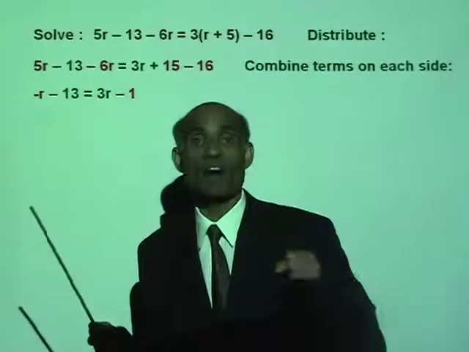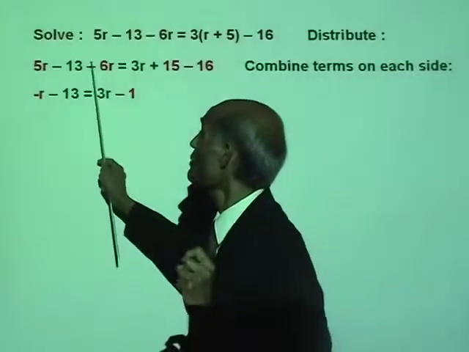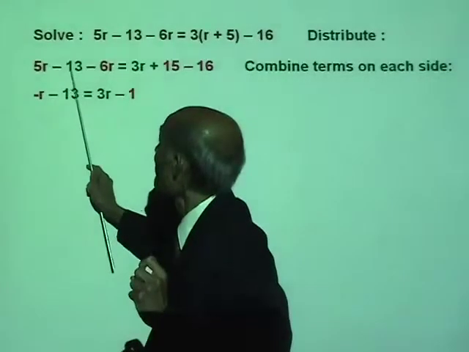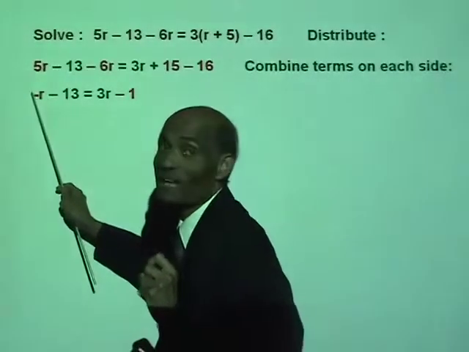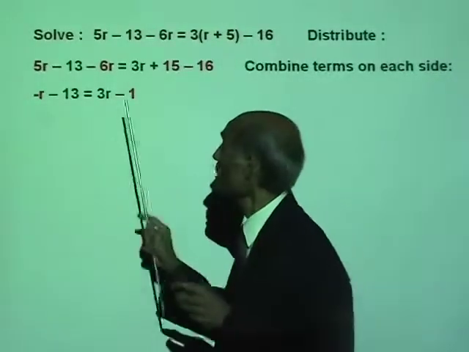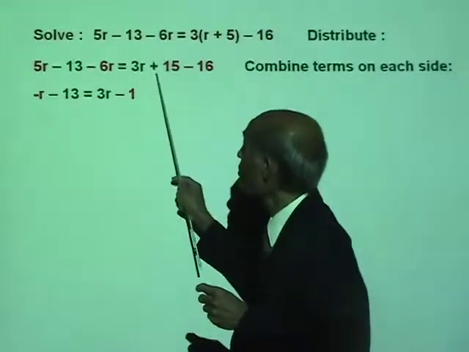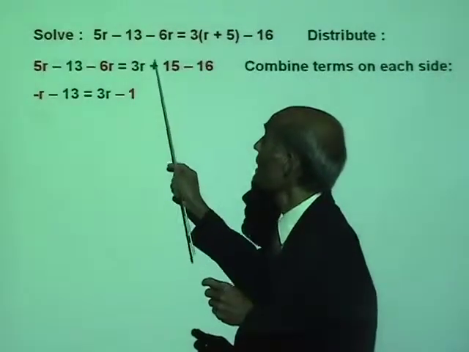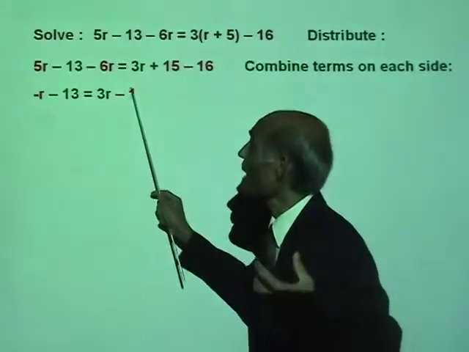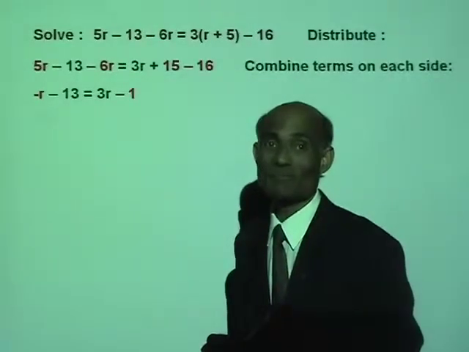5r minus 6r. 5 minus 6 is negative 1. 5r minus 6r is a negative r. And the negative 13 will remain. So my left side now is negative r minus 13. And what is the right side? 3r will remain as it is. What is positive 15 minus 16? Positive 15 minus 16 is a negative 1. So the right side now is 3r minus 1.